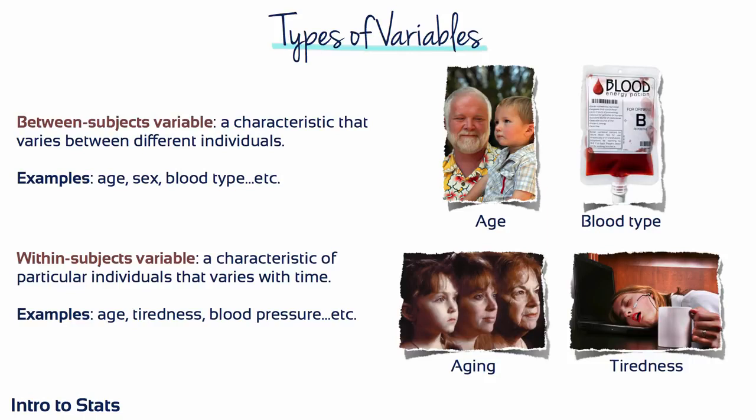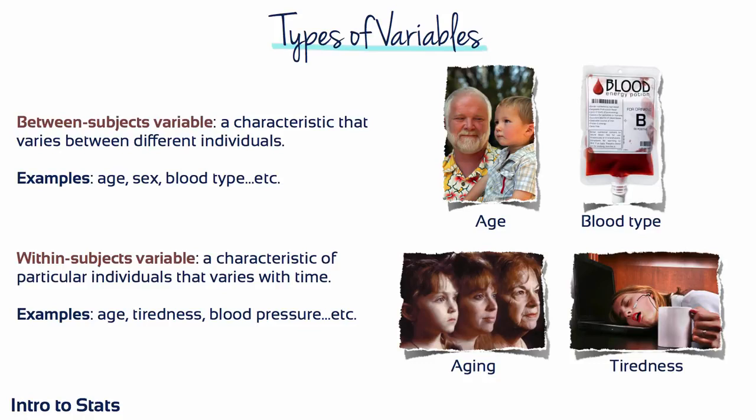Two other types of variables are between subjects and within subjects variables. Between subjects variables change from person to person to person. For example, I have B negative blood. My brother has B positive. I'm 6 years older than he is. So age and blood type differ between us. They're between subjects variables.